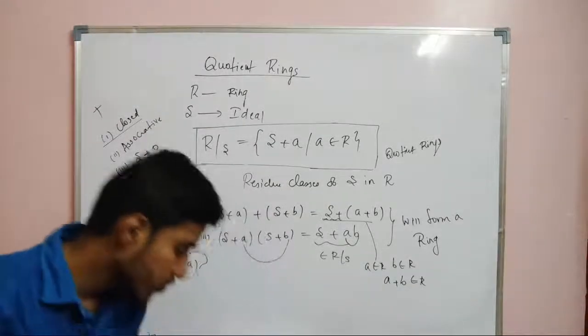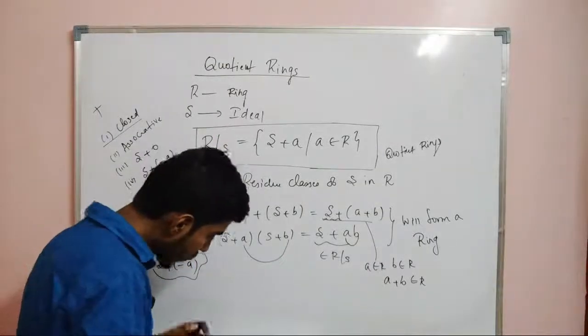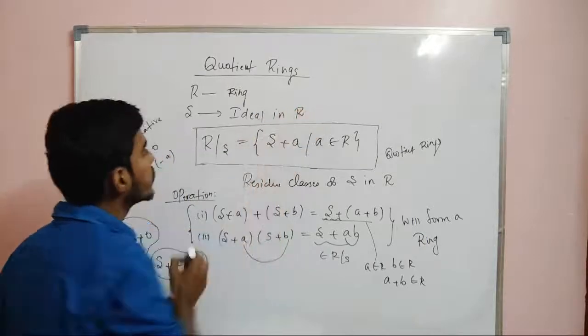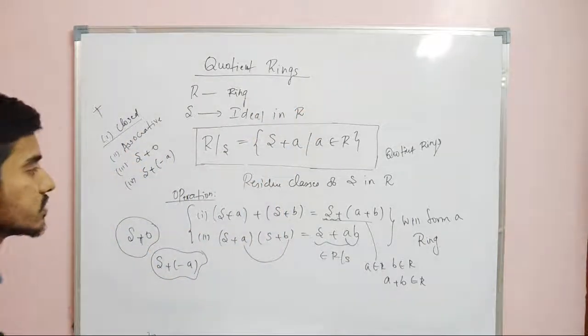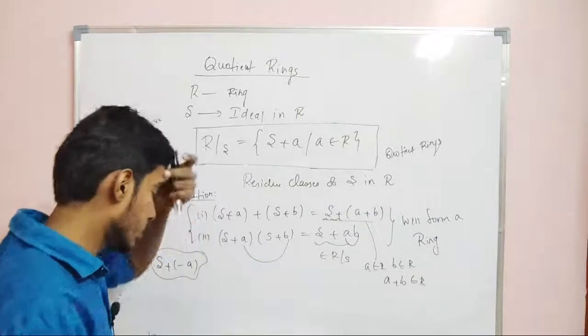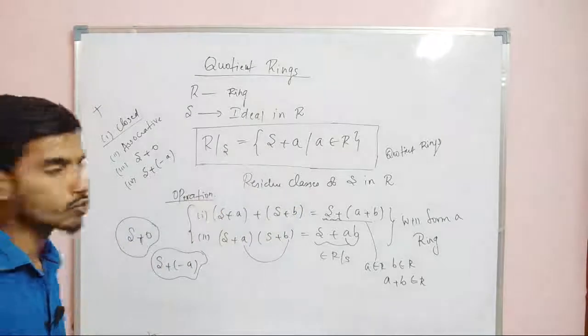So you just make an ideal. R is a ring and S is an ideal of R. Then you form the set R/S, and this set will form a ring with respect to these two operations, right? And we call that the residue class ring of S in R, or quotient ring.